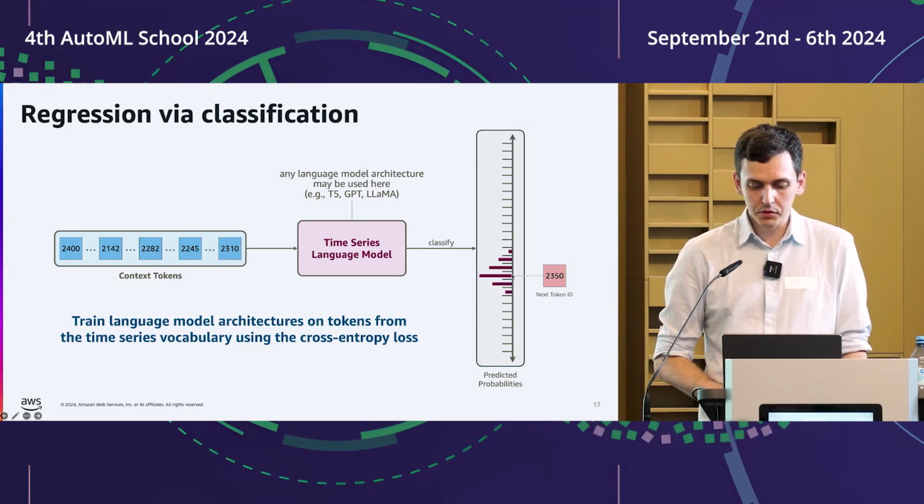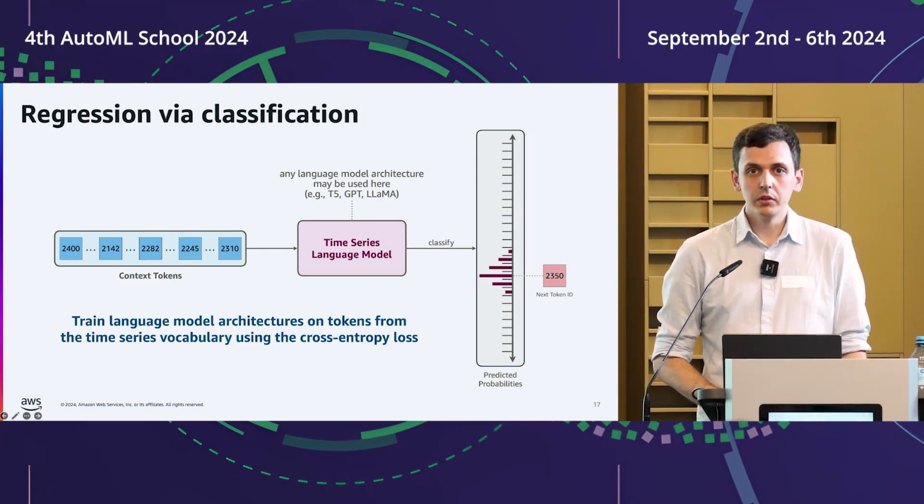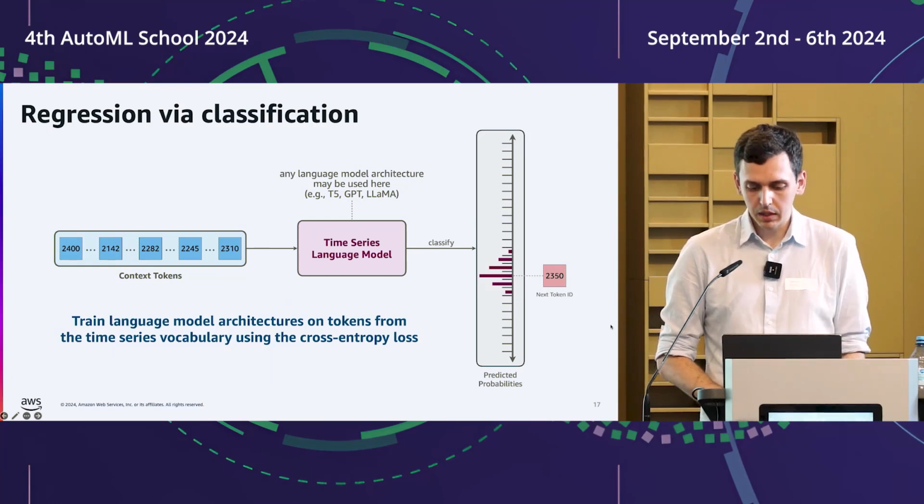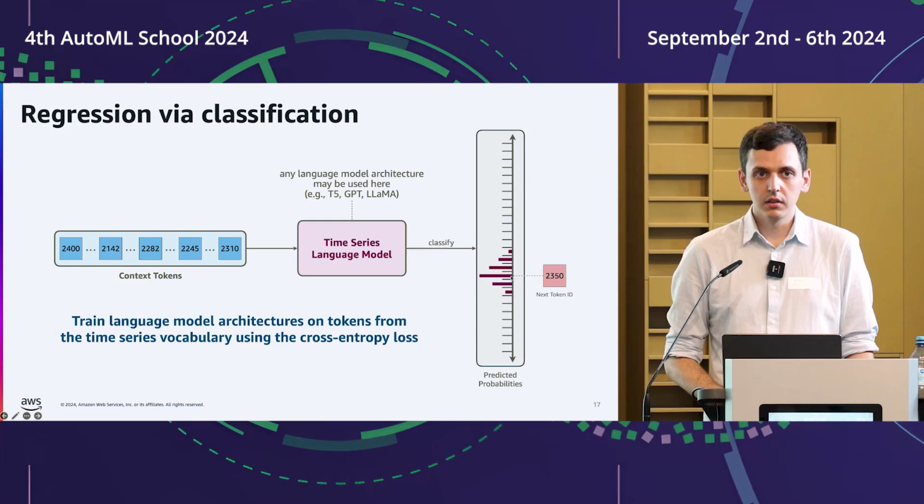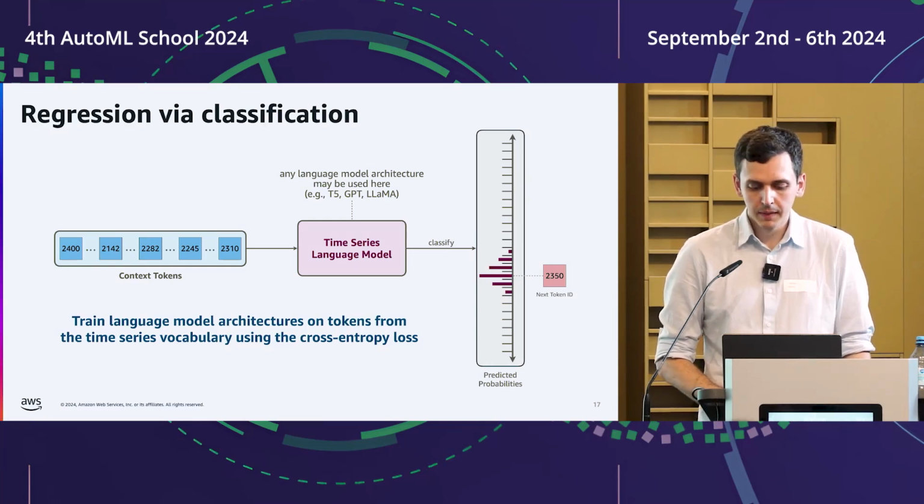And we have this distribution over here. So we know what the true value of the token is at training time, maybe 2,350. We see what the log probability of this token is assigned by the model. We can do the log likelihood. This is our loss function. This is the training objective. Cross entropy, exactly as in the language models.